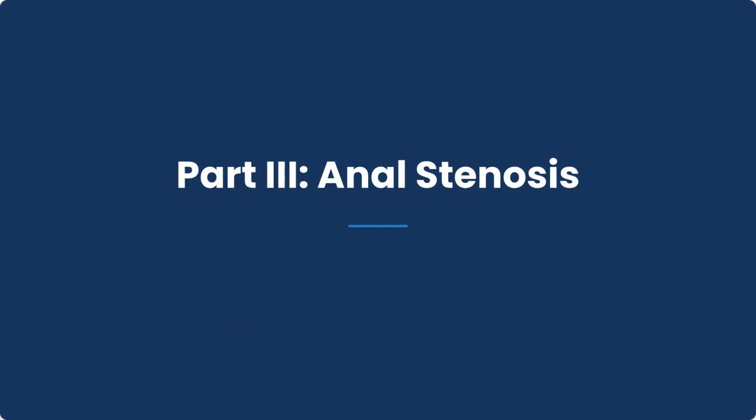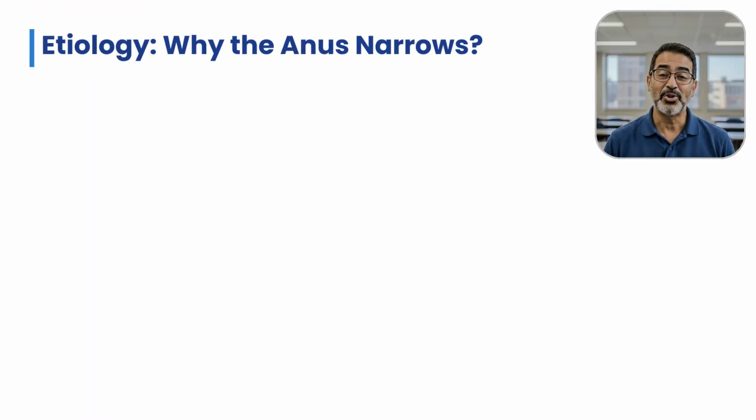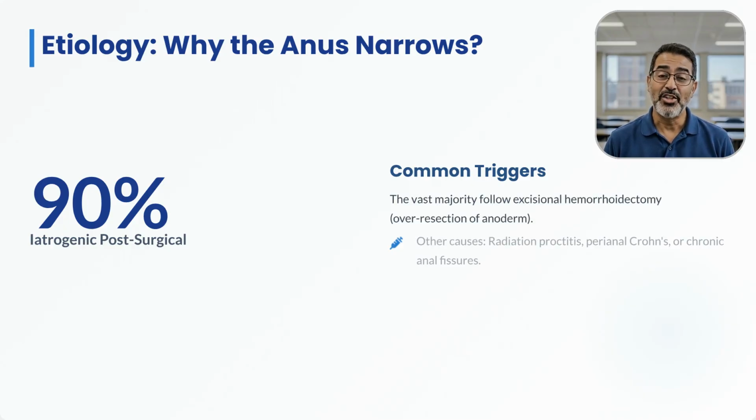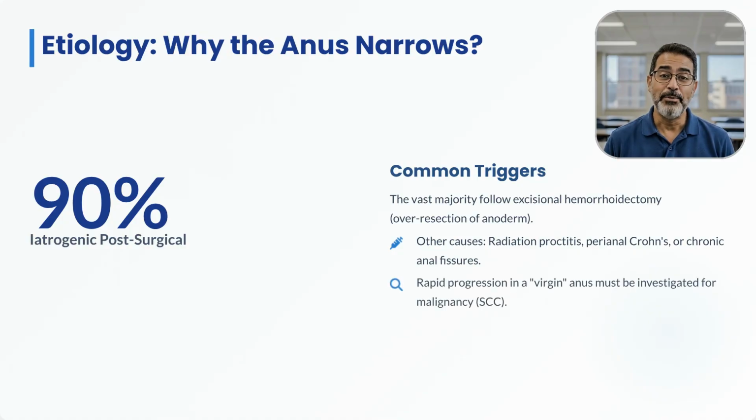We transition to Part 3, anal stenosis, examining the causes and cures for this iatrogenic bottleneck. The etiology is predominantly iatrogenic post-surgical, accounting for 90% of cases, often following excisional hemorrhoidectomy. Other causes include radiation proctitis and chronic anal fissures. Rapid progression requires investigation for malignancy.